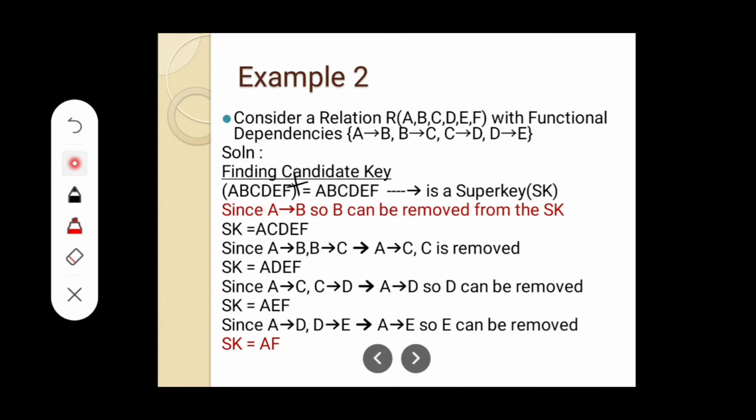Okay, D can be removed. After removing D from here, the answer is AEF. So the new super key is AEF. Okay, now further decomposition is possible.